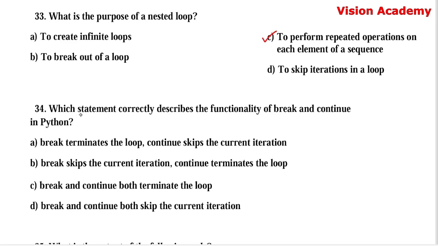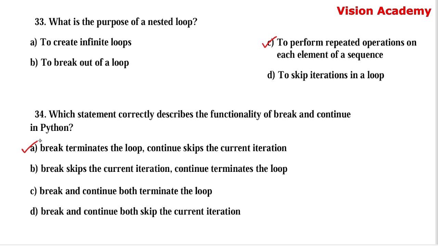Question number 34. Which statement correctly describes the functionality of break and continue in Python? Option A, break terminates the loop, continue skips the current iteration. Option B, break skips the current iteration, continue terminates the loop. C, break and continue both terminate the loop. Option D, break and continue both skip the current iteration. Here, option A, break terminates the loop, continue skips the current iteration, is the right answer.